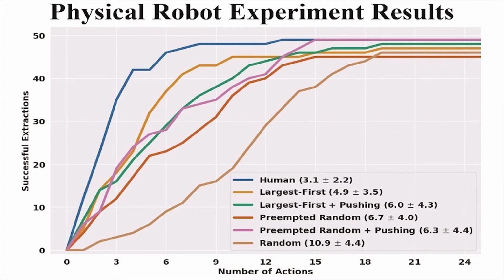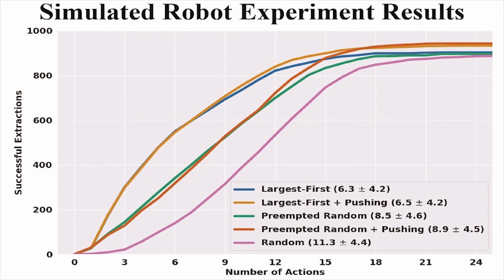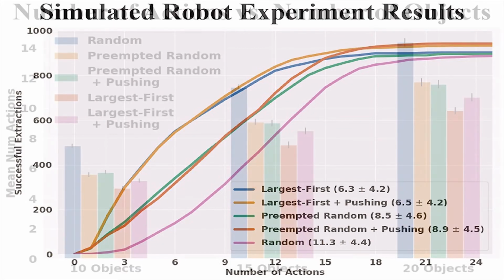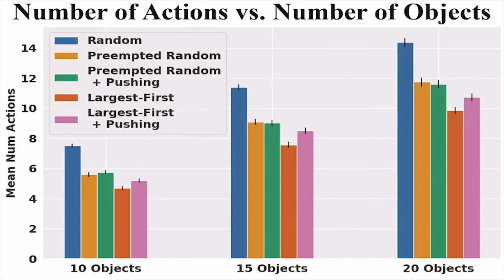For 250 physical trials, we observed that intelligently choosing objects to grasp and push can decrease the number of actions needed to retrieve the target. This is confirmed by many more simulated trials. We also observe that the number of actions needed scales linearly with the number of objects.